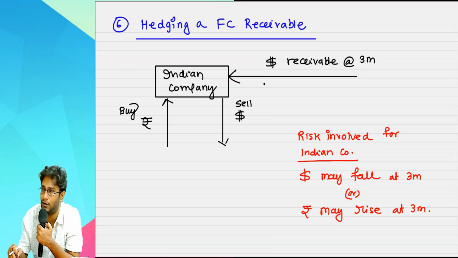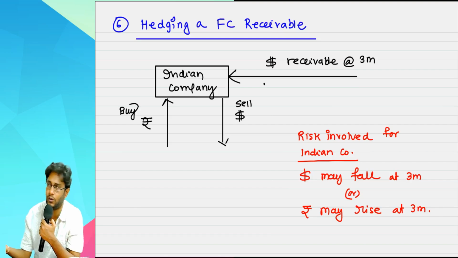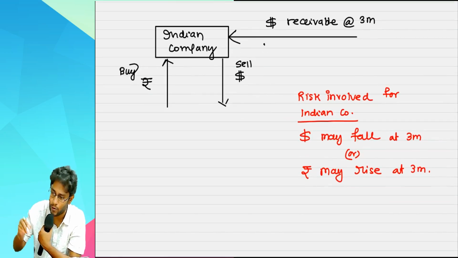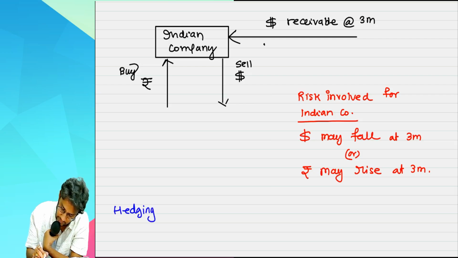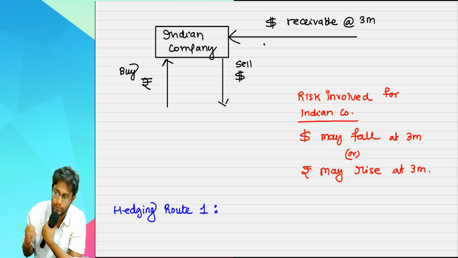Of course, I do not know whether it will happen or not. Is it sure that the dollar will rise or fall? No, I do not know, but that's the risk involved. Risk means uncertainty, no, sir. So for that risk, you go and give medicine. Medicine is very easy, sir. Hedging route 1. Tell me, sir.